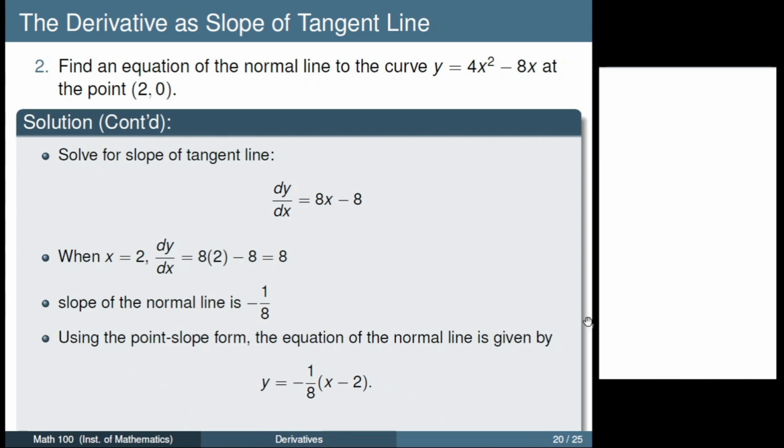And using the point slope form, we have the slope negative 1/8, and the point (2, 0). So that's just y minus 0, or just simply y, equals the slope negative 1 over 8 times x minus 2. Okay? So, sa paggawa ng normal line, same lang ang process, pero may additional step lang tayo na kailangan natin kunin yung negative reciprocal ng slope ng tangent line kasi nga perpendicular sila to each other. Okay?